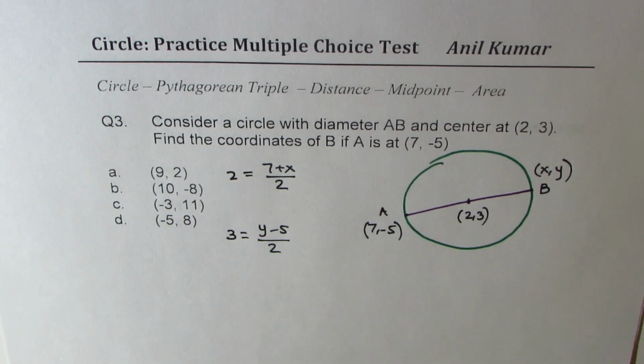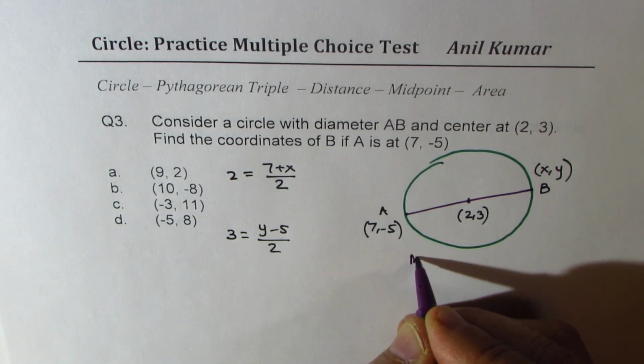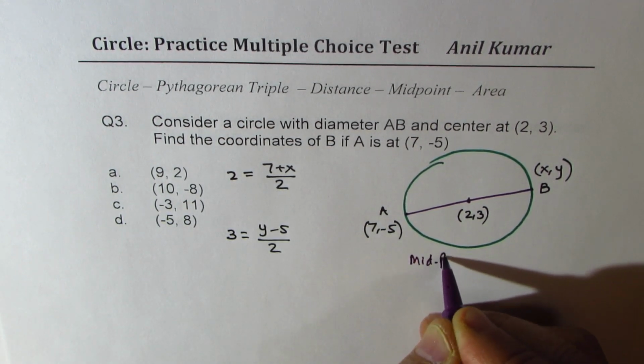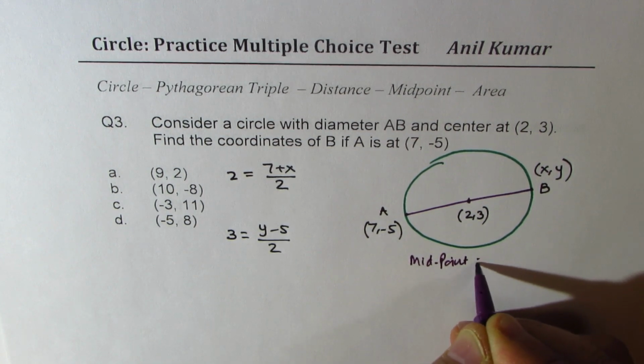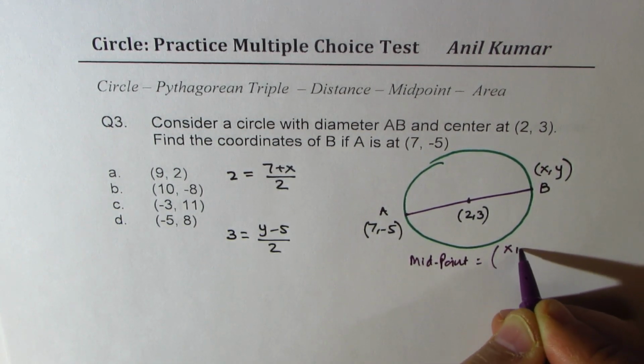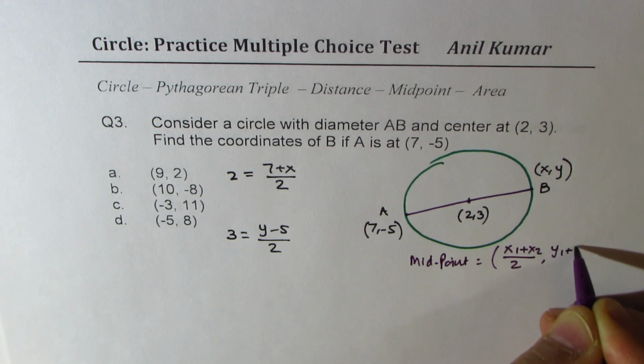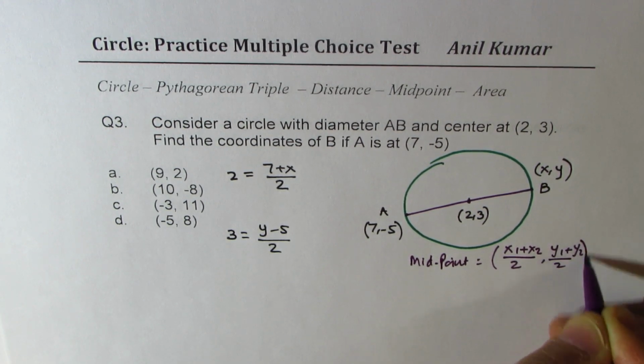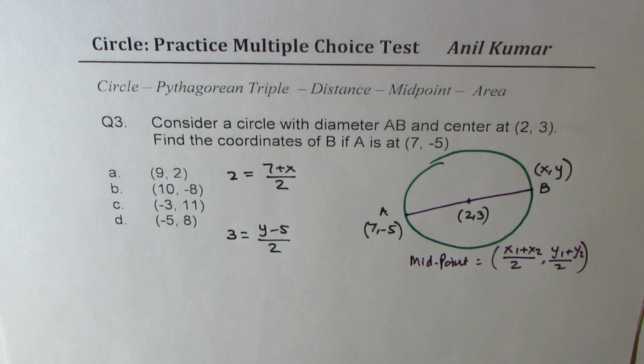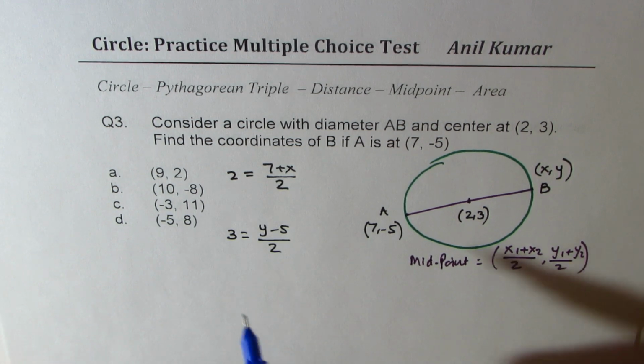Let me write down the midpoint formula also for you. Midpoint is given by (x1 + x2) divided by 2, (y1 + y2) divided by 2, correct? That's the midpoint formula. I'll also provide you with all the formulas which you need to remember for ACT specifically.